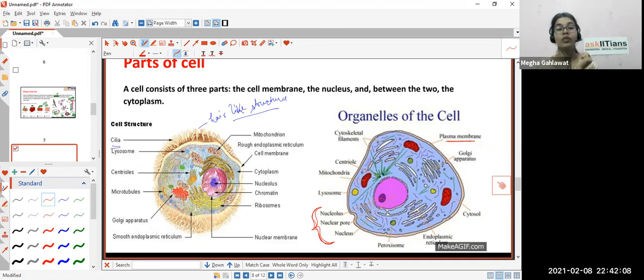Then we have the endoplasmic reticulum. As you can see right here, there is the rough endoplasmic reticulum and the smooth endoplasmic reticulum. We'll be talking about both types.